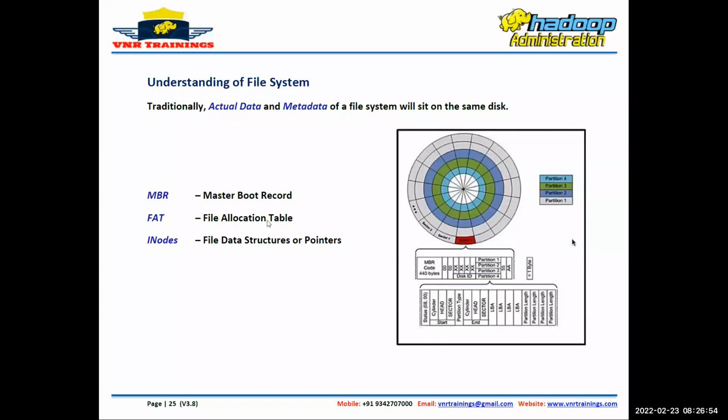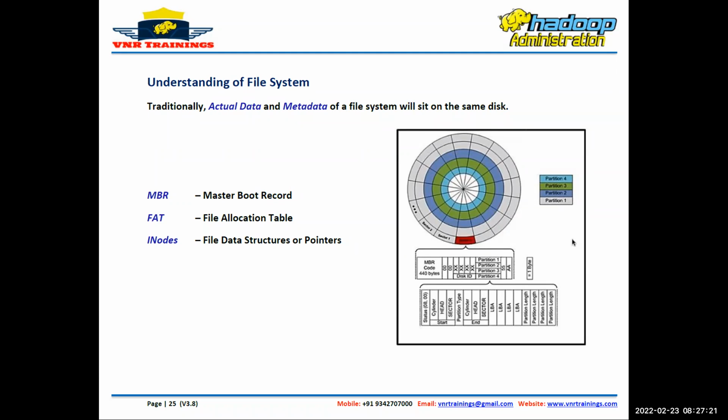Now, what is MBR? MBR is the master boot record, which is the outer track. You cannot use a hard disk without formatting. If you format the hard disk, what will happen? Your hard disk will be divided into tracks first, then blocks and sectors. Normally the default block size will be 4 KB, and the default sector size will be 512 bytes.